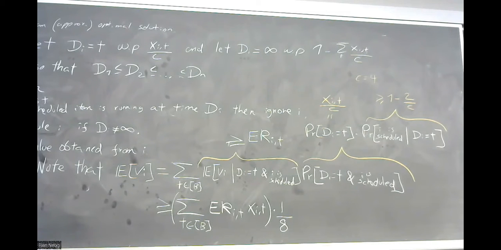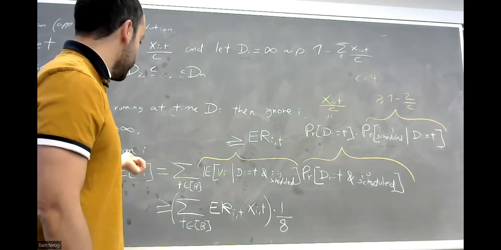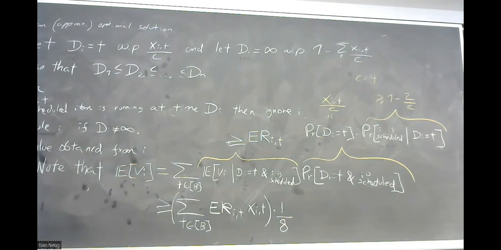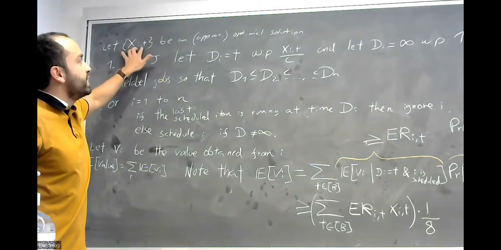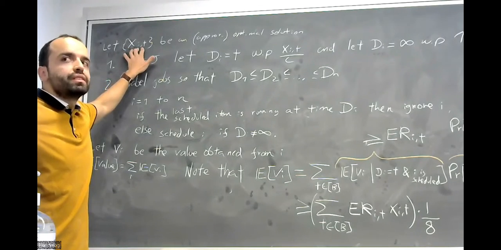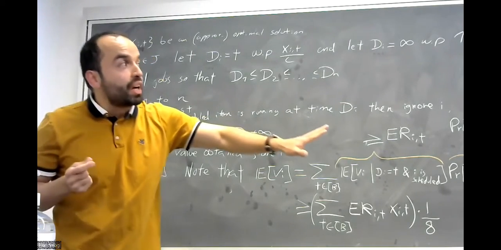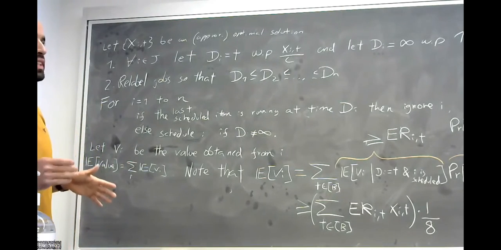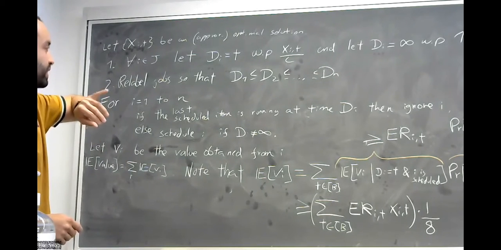Now if we sum over all the i's, then we'll see that the expected reward of the algorithm is at least the expected reward from the LP solution divided by 8. So if x_it is an optimal solution for the LP, this will give us an 8 approximation. As I said, that LP is too large, so maybe we cannot solve it in polynomial time. There is a way of finding an approximately optimal solution. I think I can go quickly over that.